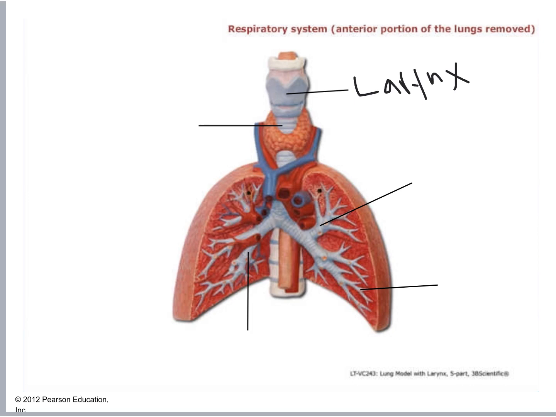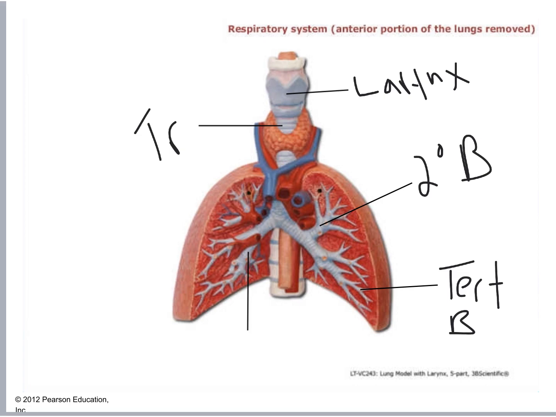So the very first branch off of the trachea is the primary bronchus. But this second line is the secondary bronchus. And the next line is a tertiary bronchus. Now we go to the upper left-hand side. This is pointing to the trachea. And then the last line on the bottom is also pointing to a bronchus.